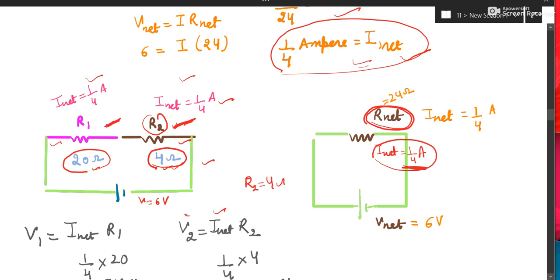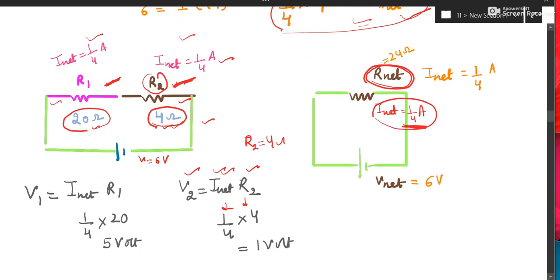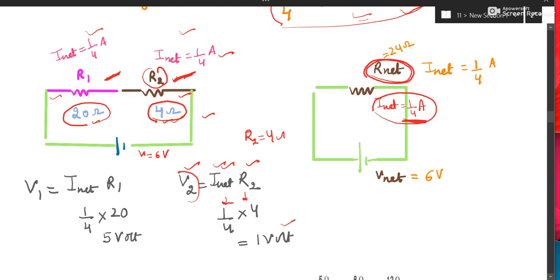So V2 can be found. I into R2. I is 1 by 4, R2 is 4. It is 1 volt. So this is the voltage across the second resistor.